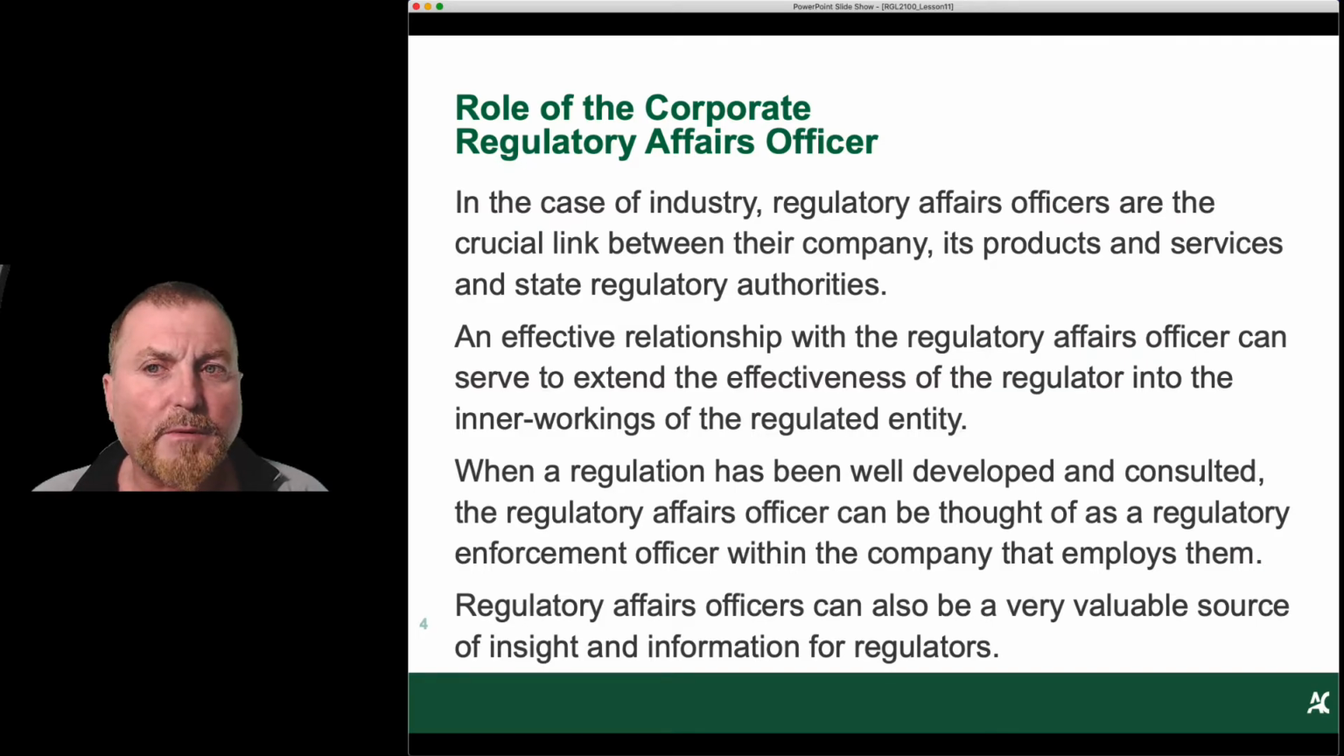And when a regulation has been well developed and consulted, the regulatory affairs officer can be thought of as a regulatory enforcement officer within the company that employs them, which is essentially what your boss's boss is going to ask you to do, to make sure that appropriate steps are taken so that the company stays in voluntary compliance, because any reputable company wants to stay in good standing with the regulator, right?